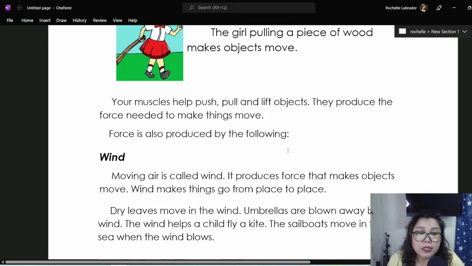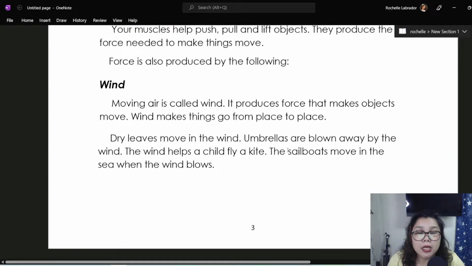So, force is also produced by the following. Aside from push and pull, objects can also move by wind. Moving air is called wind. It produces force that makes objects move. Hindi multo. Wind makes things go from place to place.